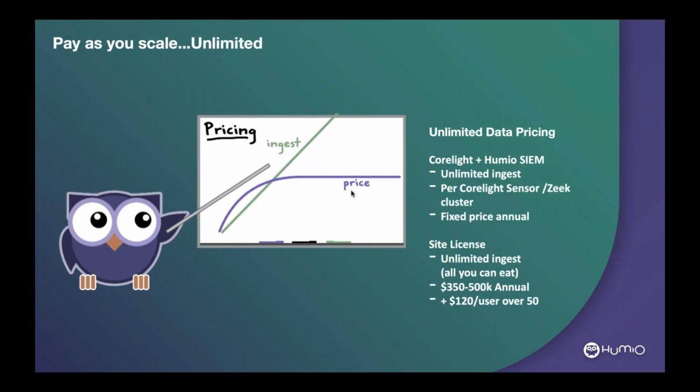And we also have special pricing with the Corelight devices. We do unlimited ingest off the Corelight device if you were to buy the Humio plus Corelight option, and that also gives you the fixed price unlimited ingest coming off the Corelight device or any open source Zeek cluster.